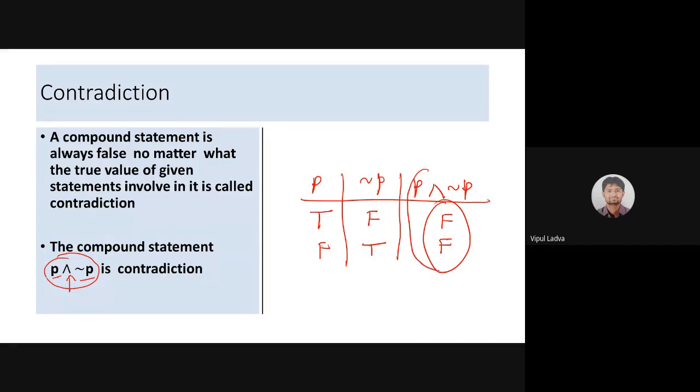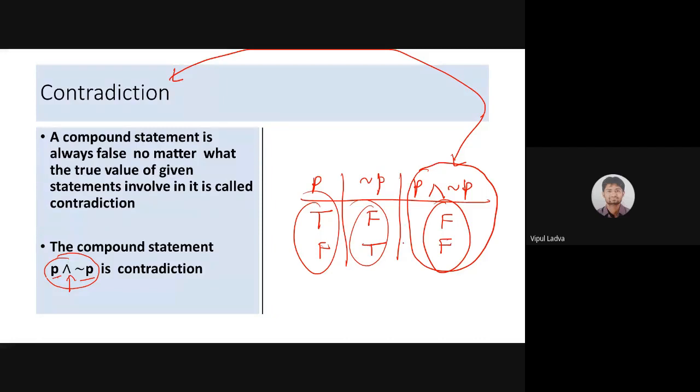अगर ऐसा किसी स्टेटमेंट के लिए हो रहा है, कोई एक कंपाउंड स्टेटमेंट के लिए सारी वैल्यूज false आ रही है, irrespective of any of the truth value over here, then that statement is known as a contradiction. तो उसको contradiction बोलेंगे. सारी true आ रही है तो उसको tautology, सारी false आ रही है तो उसको contradiction. Are we good? Are we clear? बताइए, definition समझ में आ रही है?